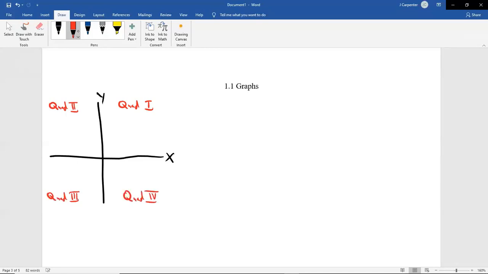You can use Roman numerals like I've done. You can use regular numbers. Nobody cares. Traditionally, they're done that way.